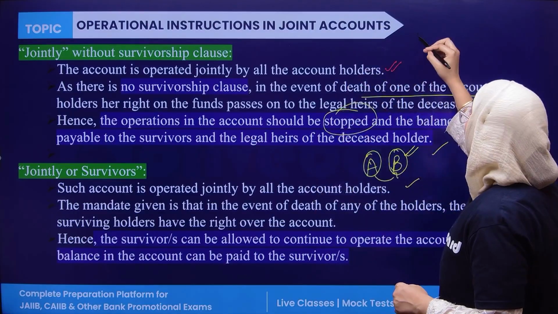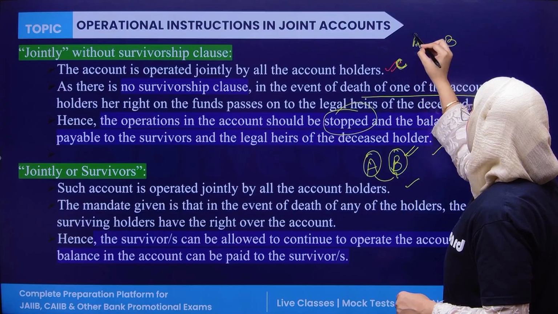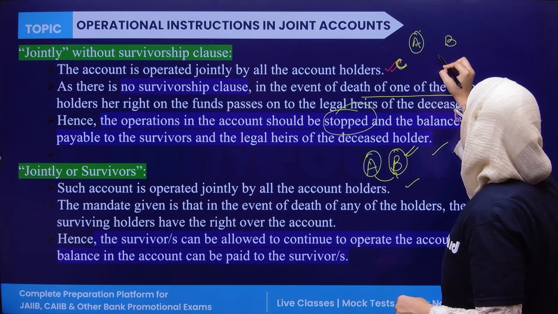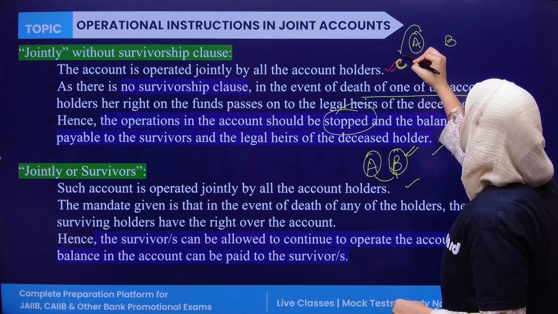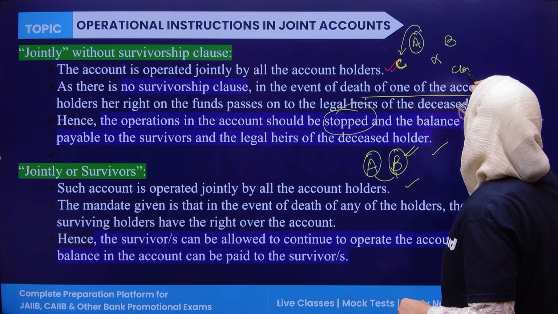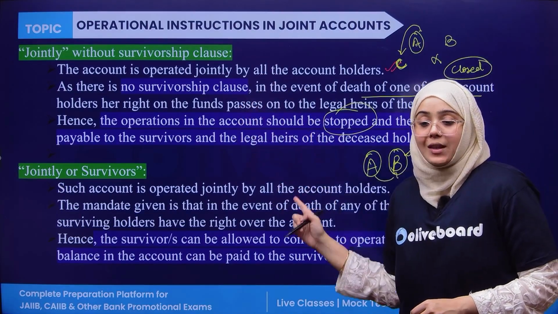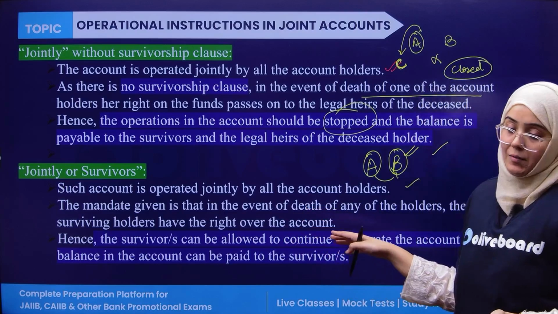In this case, there is A, there is B. A has a legal heir C. If A dies, the account has been closed. The amount is transferred to the legal heir. Now, this account is closed and cannot be operated further. This is known as jointly or survivorship.